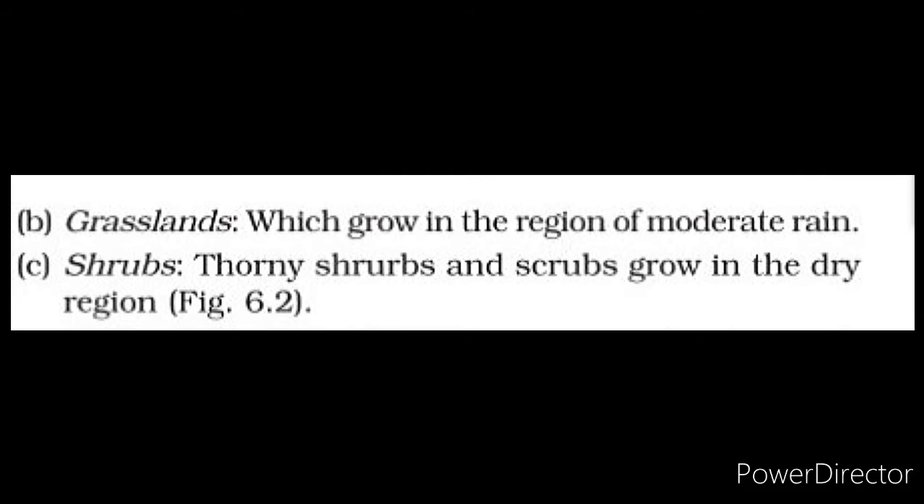Second is grasslands. Grasslands grow in the region of moderate rain, where the amount of rainfall is moderate, not too high or too low. Third category is shrubs. Thorny shrubs and scrubs grow mainly in the dry region. Obviously, in a place where we find scanty rainfall, we also find thorny scrubs or shrubs like cactus. So shrubs mainly grow in dry regions.